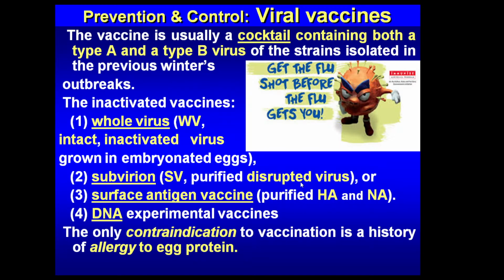So that's why, as a vaccine, we usually use a cocktail that contains one or several types of type A viruses that are called actual strains, isolated in the previous outbreak and during the inter-epidemic time.